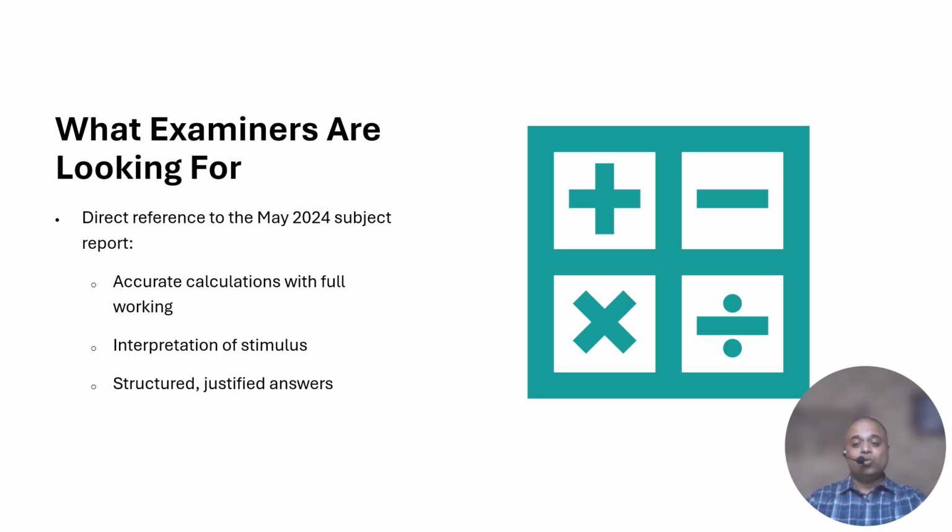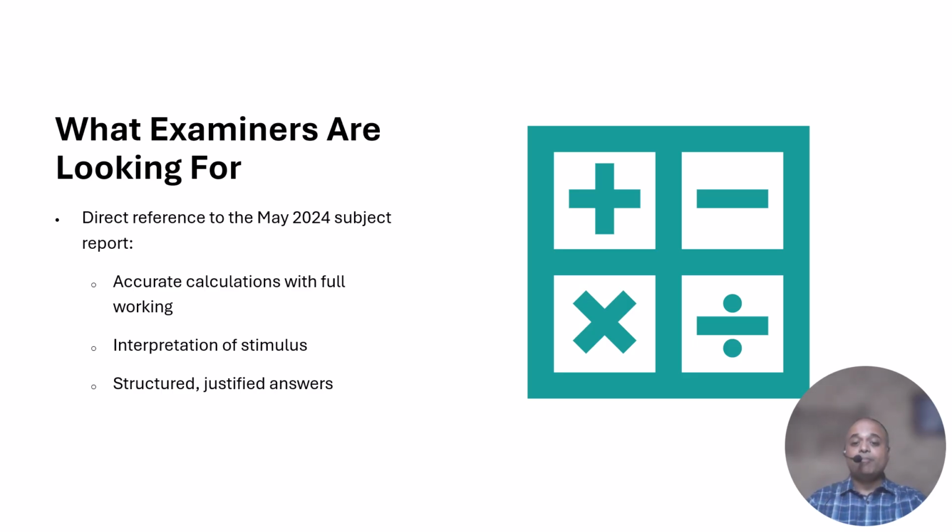Now this part is gold because we are not guessing here. This is exactly what IB examiners told us in the May 2024 subject reports about what makes the difference between average and top answers in paper 2. First, examiners want to see that you are not just applying the formula correctly, but that you understand the business implications behind the numbers. So it's not just about getting the calculation right. It's about explaining what it means in context.